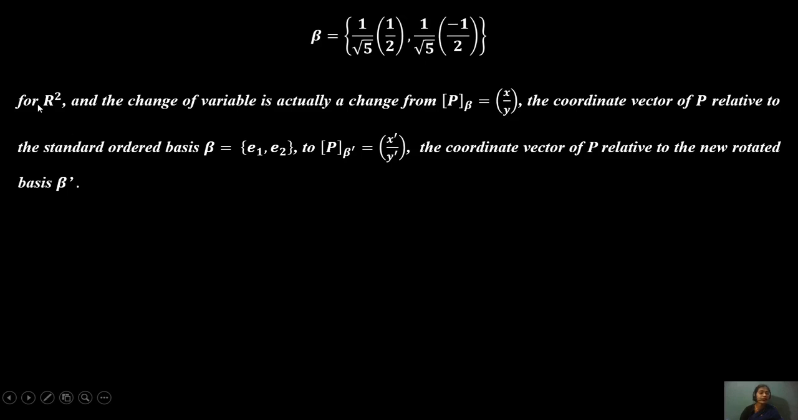For R square, the change of variable is actually the change of form of beta p equals xy. The coordinate vector of p relates to the standard ordered basis.